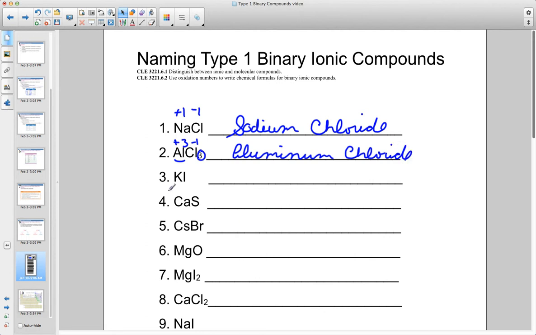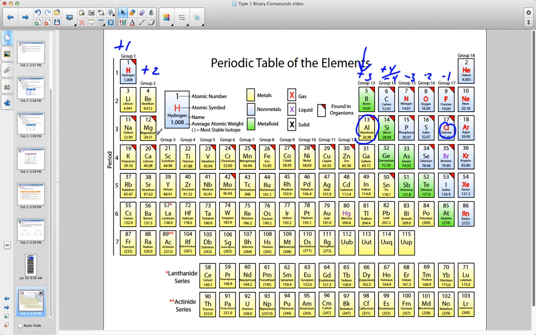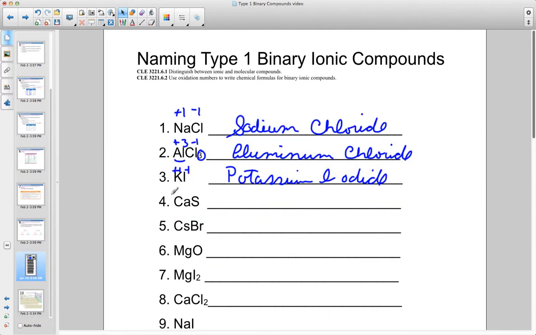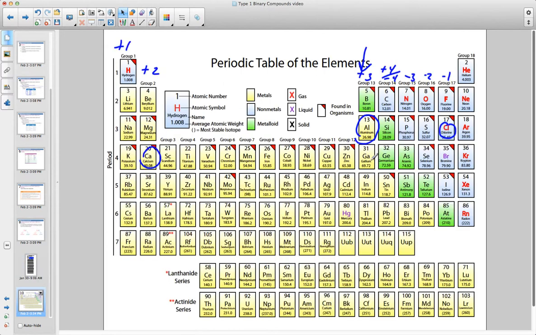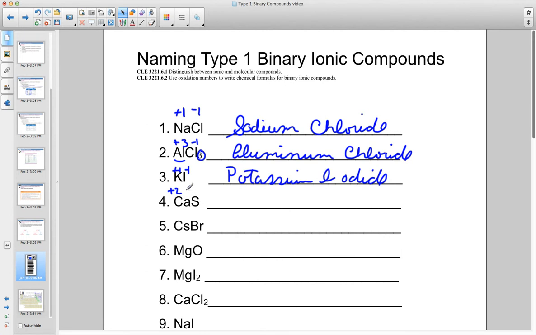Okay, KI is going to be a +1 and a -1. That equals 0. That's good. So this is going to be potassium iodide. Okay, let's look at calcium sulfide. Let's go over here. Calcium is over here with this +2. Okay, let's go back here. Okay, and let's look at sulfur, which is at a -2. Alrighty. Notice how they equal out to 0, so that's going to form. So now we just name it. Calcium gets its whole name, sulfide.